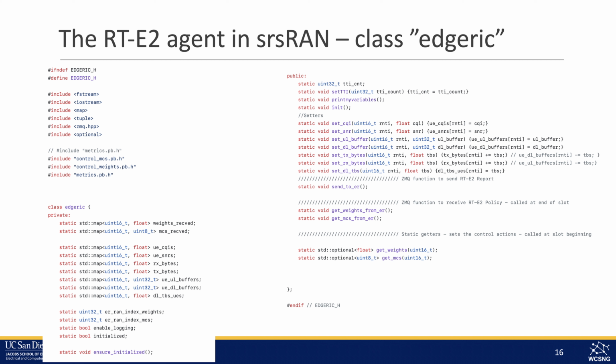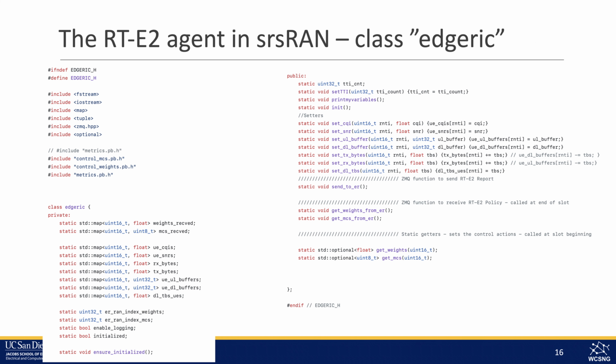So what is our basic implementation of the RT-E2 agent in srsRAN? We have defined this EdgeRIC class inside the srsRAN code base, and this class has all the getter and the setter functions. The getter functions are for getting all the metrics from the RAN measurements over that TTI, which are then packaged into the protobuf schema and sent over for that particular TTI. The setter functions do the exact opposite: they collect what is coming in from EdgeRIC and set that particular action for the corresponding network functionalities, so that the action can take place for the next TTI.